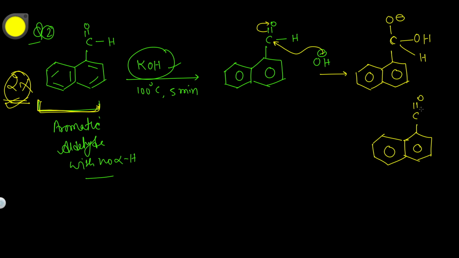C double bond H, and what happened? Because here is an O minus, and this O minus charge will come back, and when it comes back, this hydrogen will leave as a hydride and attack this carbonyl center, and this double bond shifts onto the oxygen, and then you will find something like this.